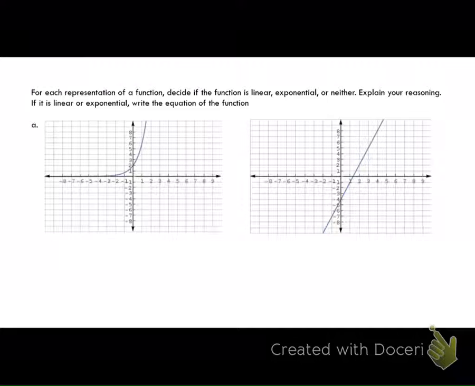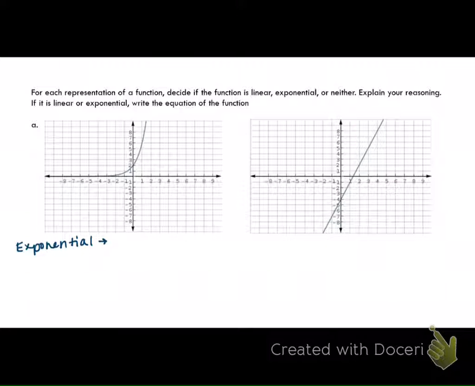All right then. For each representation of a function, decide if the function is linear, exponential, or neither, and explain your reasoning. If it is linear or exponential, you must write the equation. So Iris, is A linear, exponential, or neither? It's exponential, and why? It's a J-shaped curve, right? So is this exponential growth or decay? Growth, good.